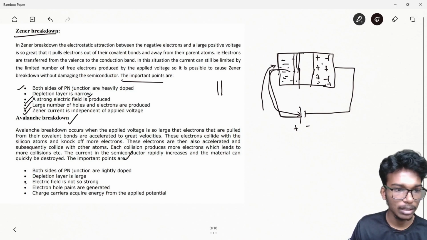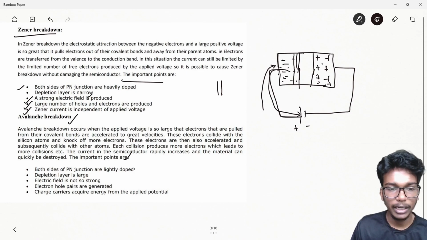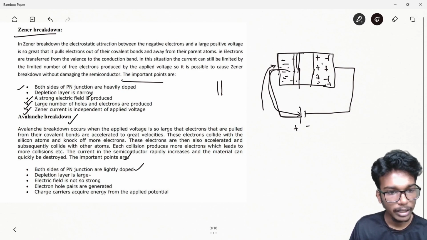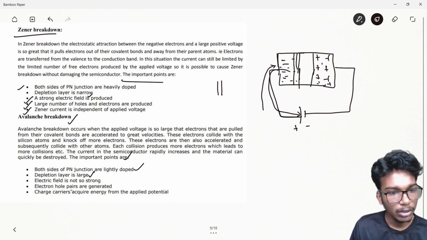We will discuss what the key points to be remembered are. Both sides of the p-n junction are highly doped, because to form a diode we have to dope it very highly. The depletion layer is large. Yes, that's what we discussed, it is going to increase. The electrostatic field is not so strong. Electron-hole pairs are generated. Charge carriers acquire energy from the applied potential.